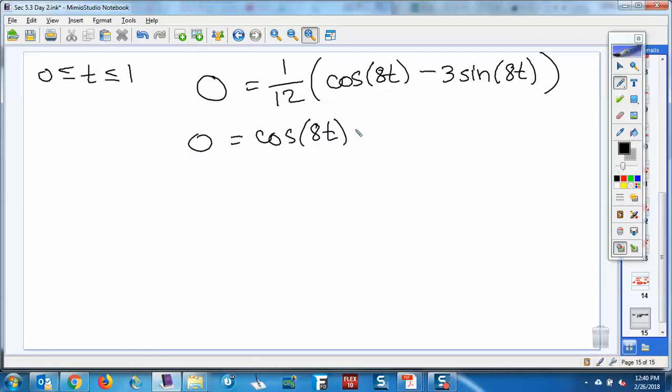Now you could distribute, and that'd be fine. It's going to work out okay in the end. Okay, now it is a good thing that both of these have 8s inside of them. If one wasn't an 8 and one was a 2 or something like that, it would make this more challenging. Okay, what are we going to do if we have both a sine and a cosine in the problem?